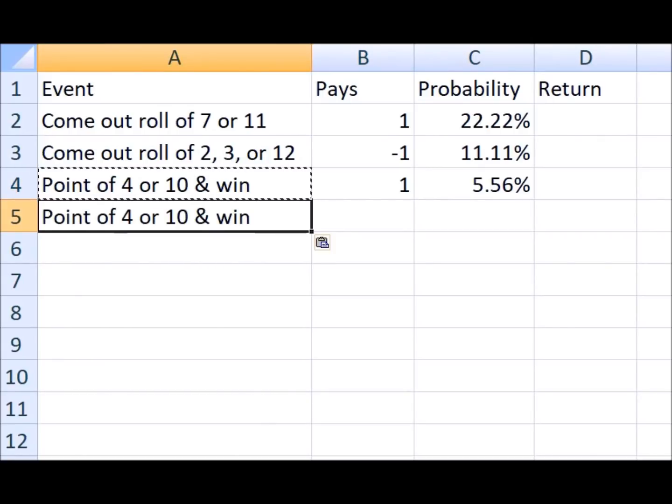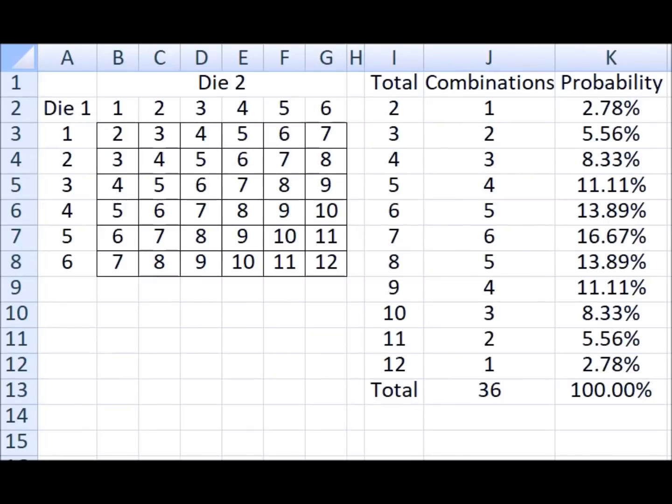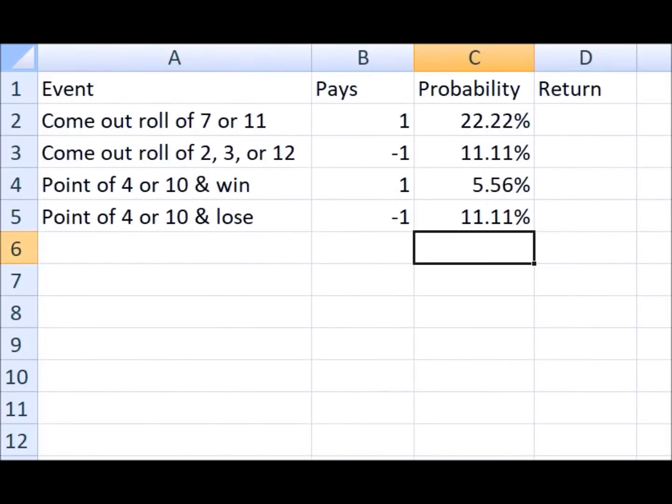So another possible outcome is rolling a point of 4 or 10 and then losing. That's a similar formula. The probability of rolling the 4 or 10 is still 16.67%, but the probability of losing is 6 out of 9, or 2 divided by 3, because there's 6 ways to lose and 9 ways to win or lose. So 6 divided by 9 reduces to 2 divided by 3. So the probability of rolling a 4 or a 10 on the come out roll and then subsequently losing is 11.11%.